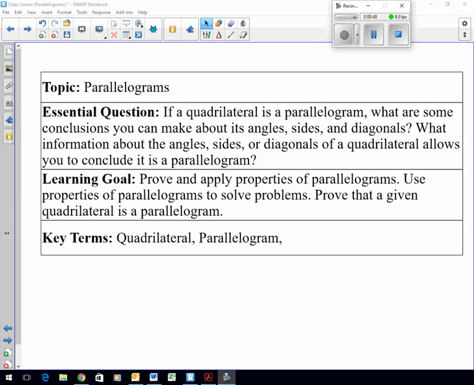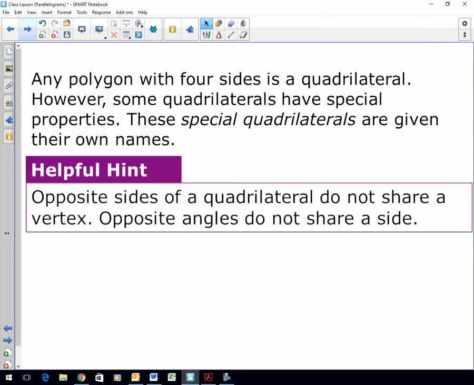We're going to try and prove and apply theorems about parallelograms, use properties of parallelograms to solve problems, and prove that a quadrilateral is a parallelogram. So we're right now working on two big things: quadrilaterals and parallelograms. If you need that, I'll come back to it. Okay, let's get this.